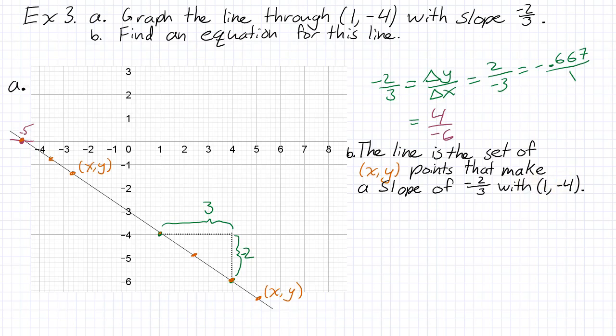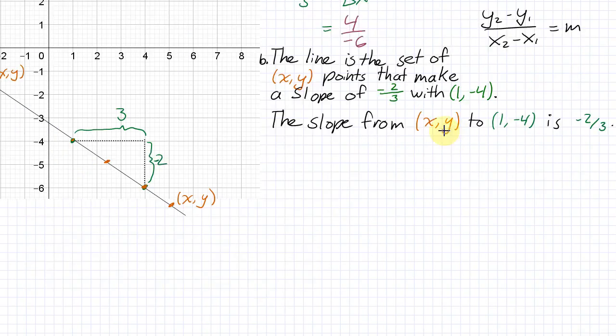So how can you take that as an equation? I'm going to write down the statement that should be true here for all of these points. Here, I just wrote a sentence that should describe all of the xy points on the line. It should be the points so that the slope from (x, y) to (1, -4) is -2/3. So I wrote the coordinate formula for slope here. Let's do this with the xy standing in for x2, y2.